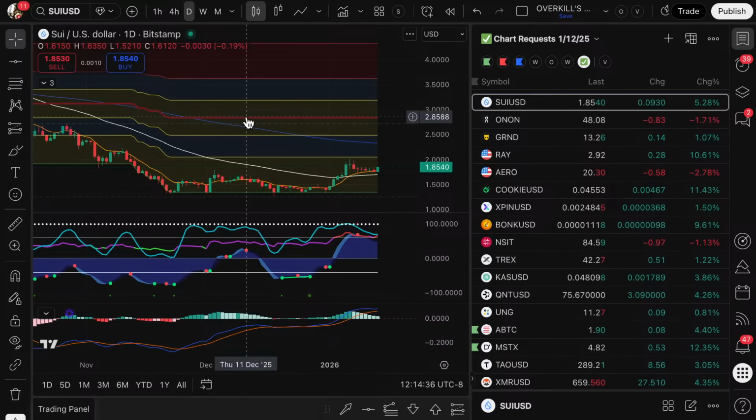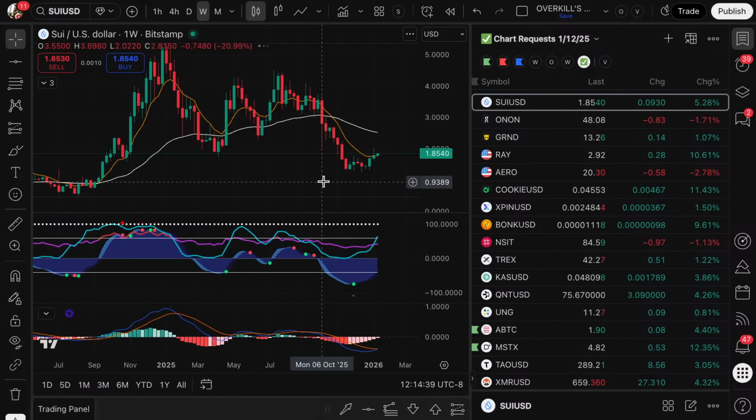SUI is another position I have. Not huge, but pretty big. We get the signal back down here at 140. Now we're at 185, and that thing just looks like it's ready to go.